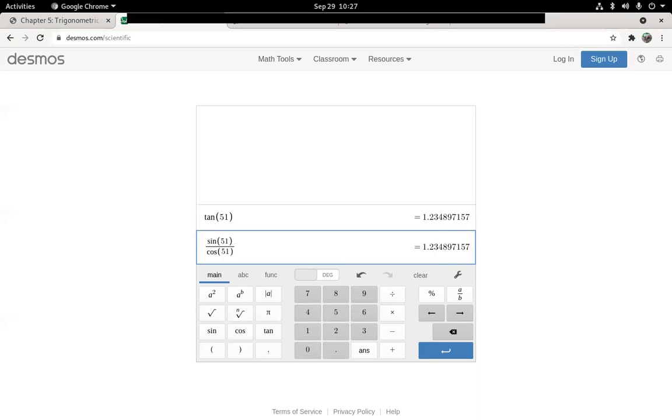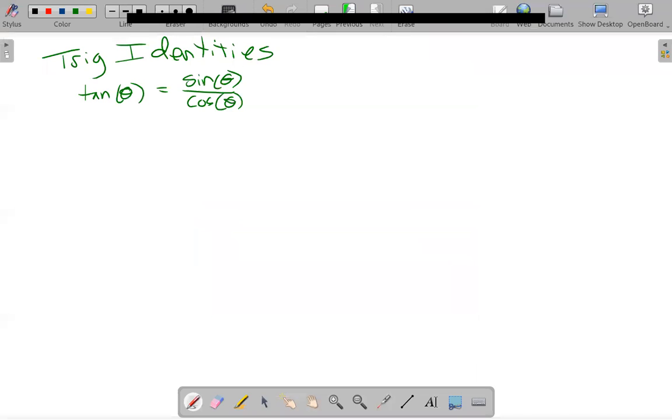Doesn't matter which angle you pick. You change that 51 to something else, like 73, and you change these two angles to 73. That's going to match. Same answer. Identity is just an equation. So that's one of our identities.